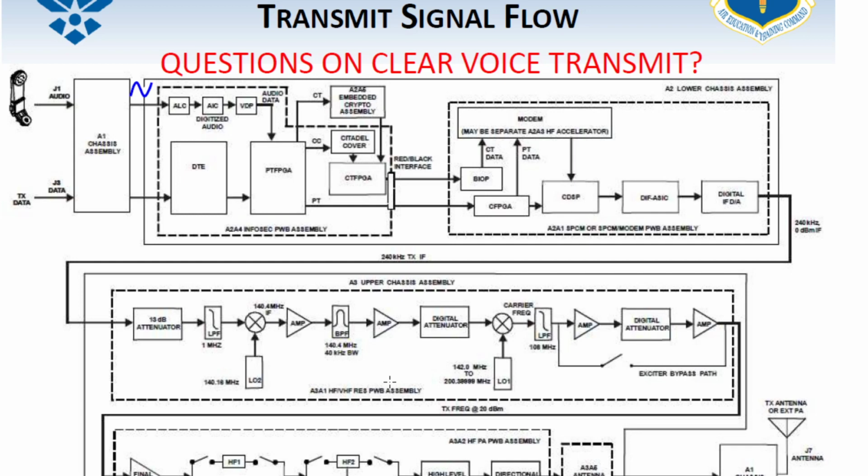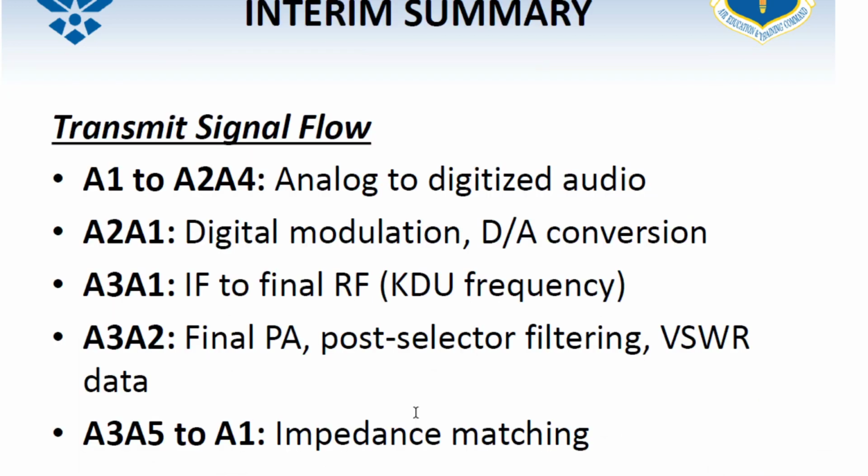Any questions on clear voice transmit so far? Nope. Then we'll press on. A1 to A2A4, that's what we talked about. It has the analog to digitized audio happening there. A2A1 is responsible for our digital modulation and our digital to analog conversion. A3A1, that's the start of our analog RF section of the radio. For A3, it's the IF to final RF frequency.